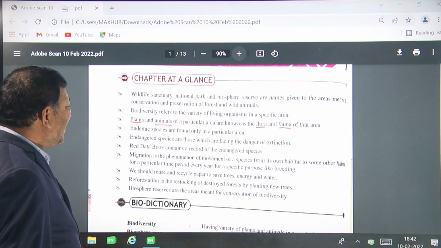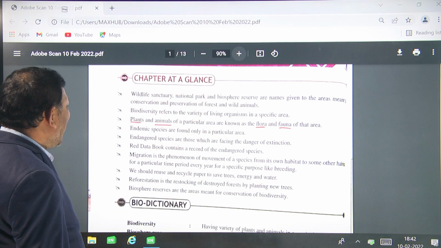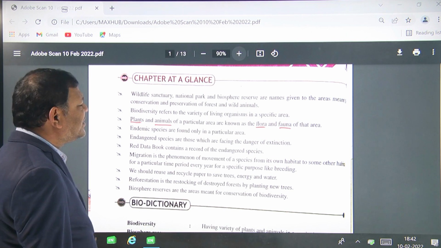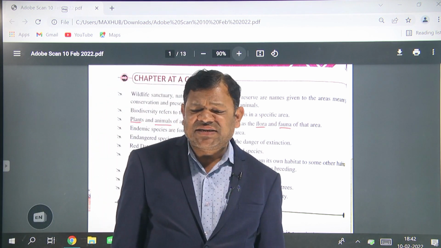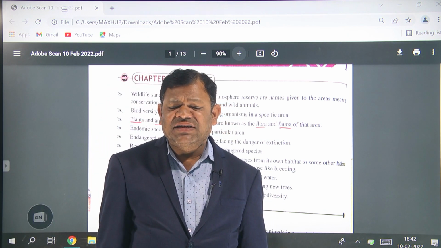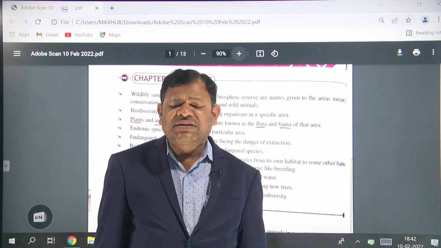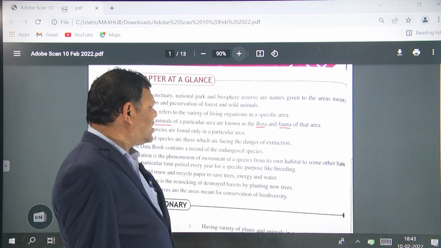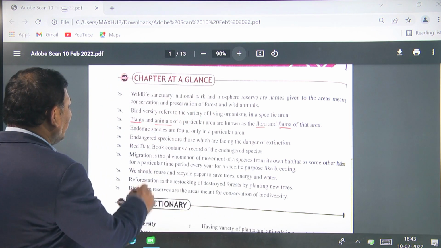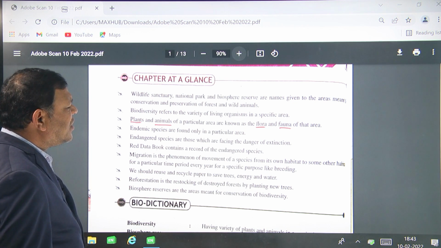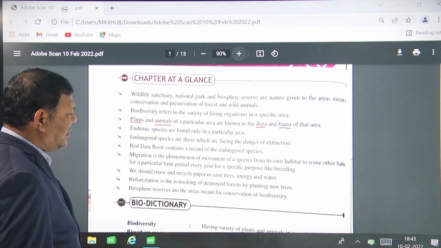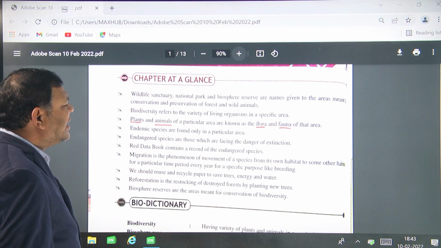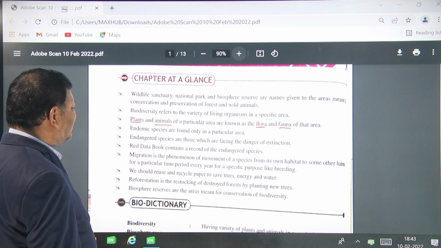Next, endangered species are those which are facing the danger of extinction. That means if we continuously use these natural resources, some organisms become extinct species, they disappear. Such organisms are known as endangered species, those which are facing the danger of extinction.